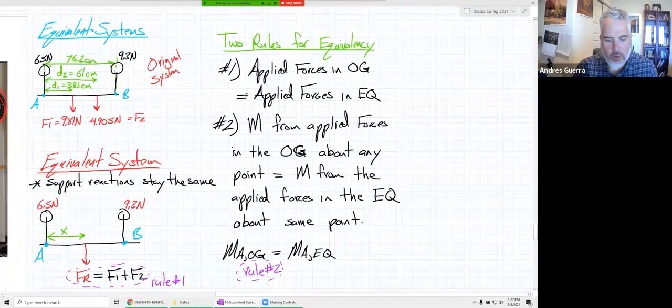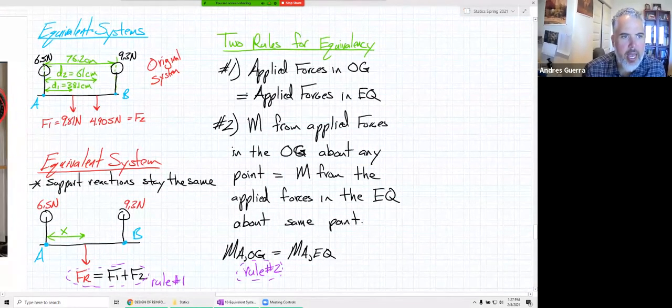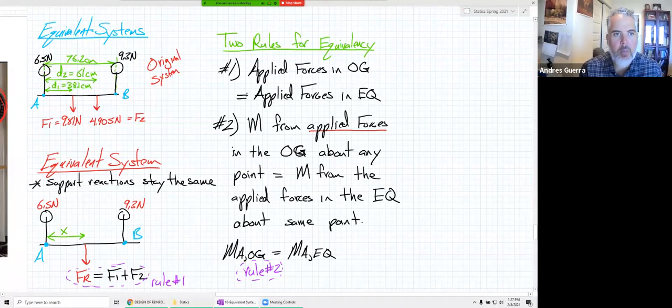So if we want to take the moment about point A of the original, now remember, this is only for the applied forces. And why do you think I only have to consider the applied forces when I take the moment? Because isn't there a force here at B of 9.3 newtons going up, and there's a force here at A of 6.5 newtons going up?